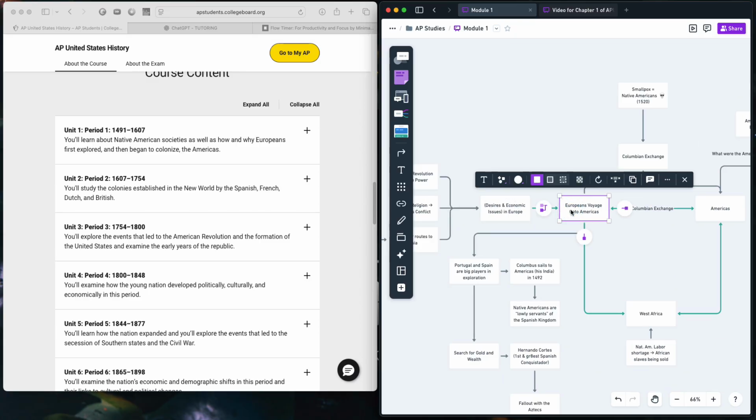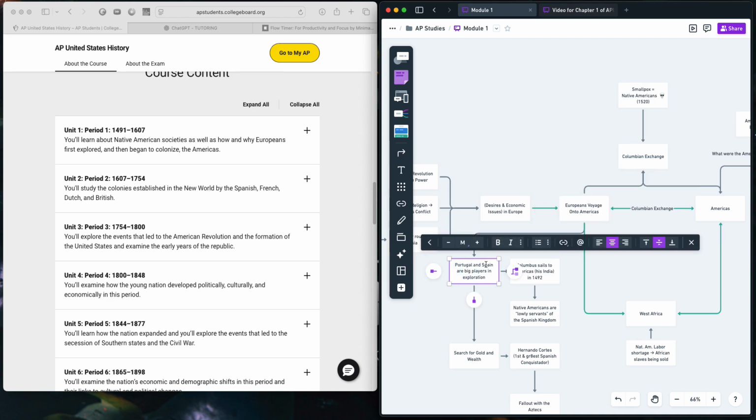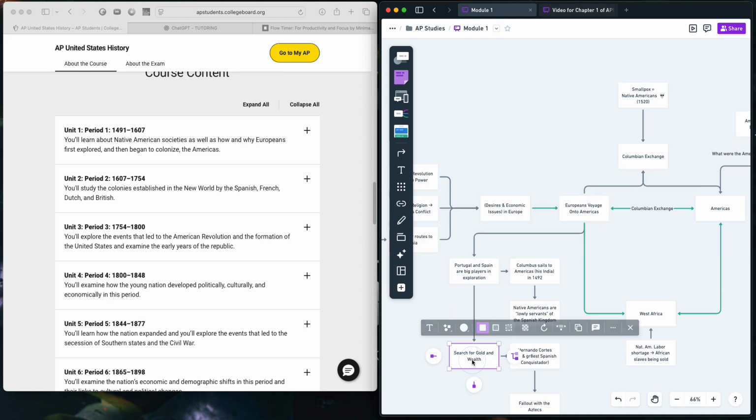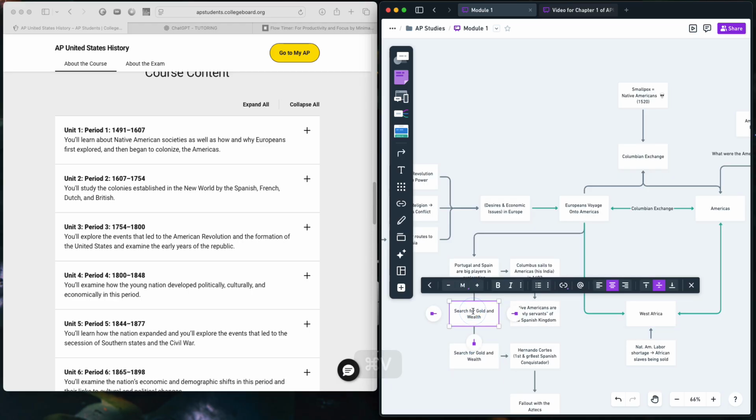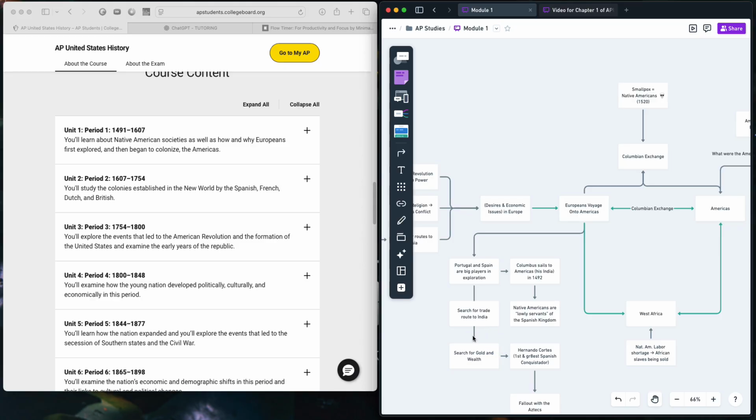Then we have this idea that Europeans are going on voyages. So who were the big players? They were Portugal and Spain. They were looking for gold and wealth. Columbus, well, they were looking for trade. So I would say searching for trade routes to India, right? And then it turned into what? Search for gold and immeasurable wealth, right?